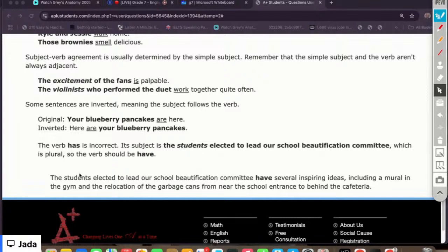So we have the student. Okay, the verb has is incorrect. Why? Because the subject is the student elected to lead our school beautification committee, which is plural. So this sentence is plural. The students. Okay, so the verb should be have. So you have to take note of it and know the difference before you click on your answers. Okay.